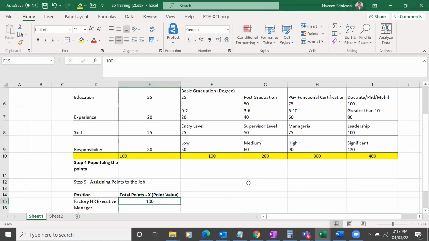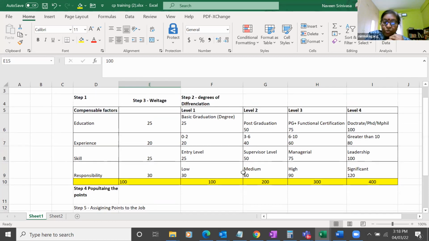Okay, can I say one thing? Yes, I agree that all of them will fall here in level 1. But the beauty of a point plan is that it is not necessary to apportion everything the same. Depending on the intensity of that particular compensable factor required by the job description, you have to assign points. So you have a choice here.